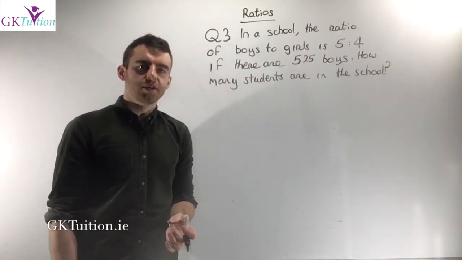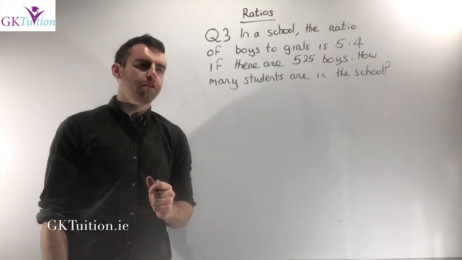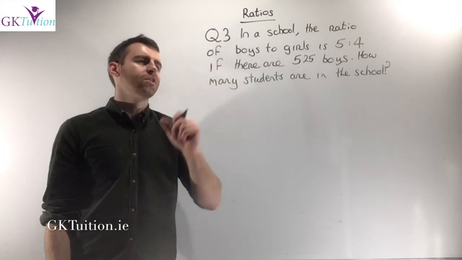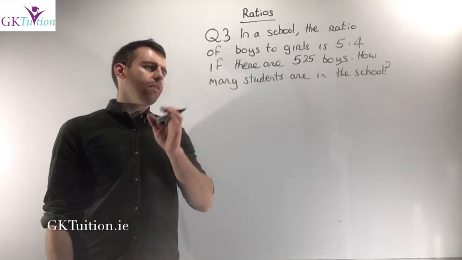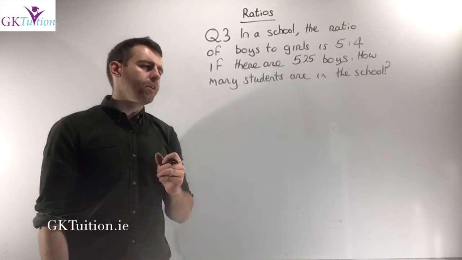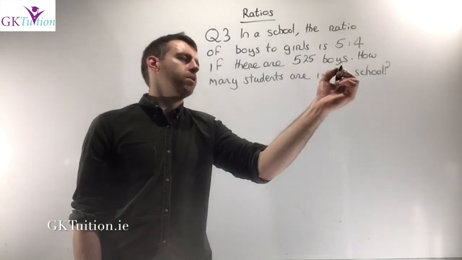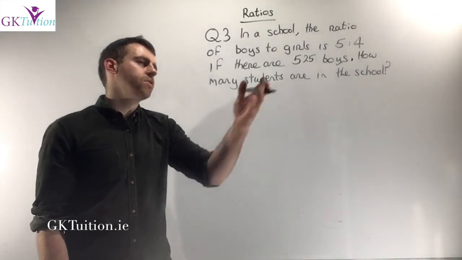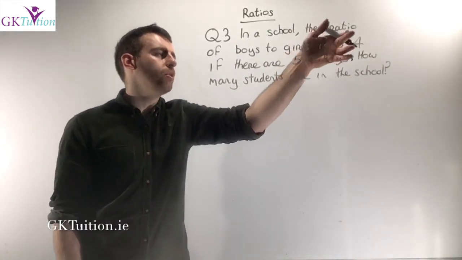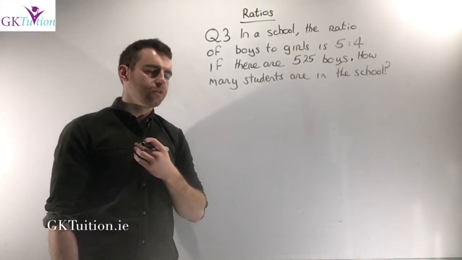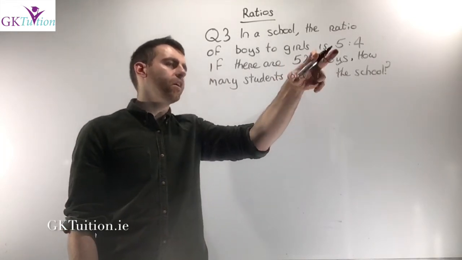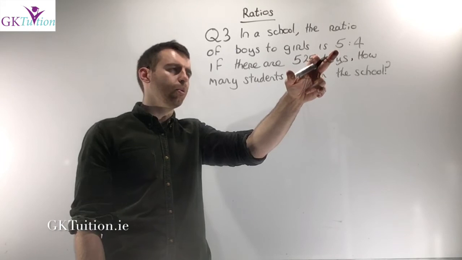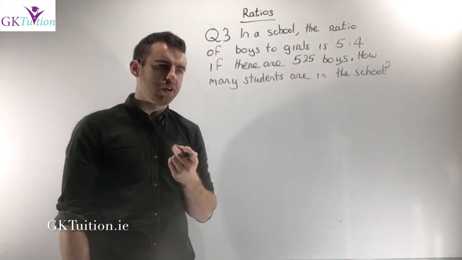Okay, and the last question I'm going to do in this video is question 3 here on ratios. We're told that in a school, the ratio of boys to girls is 5:4. If there are 525 boys, how many students are in the school? So in this case, you have to realise that the number of boys to girls is 5:4. So we could divide this into 9 different parts. 5/9 of the students are boys, 4/9 of the students are girls.